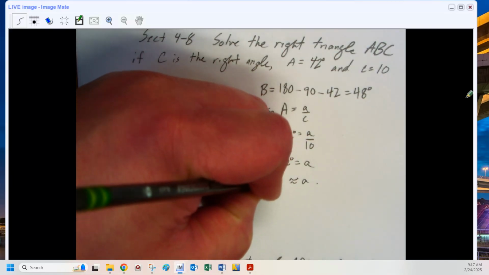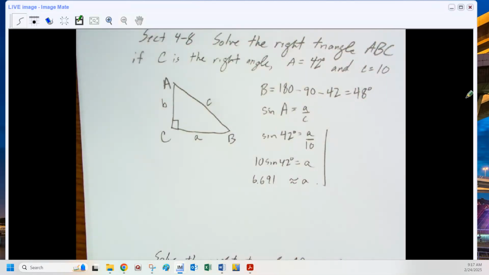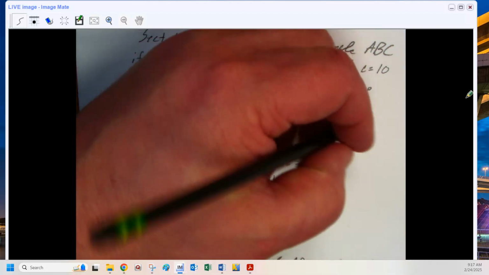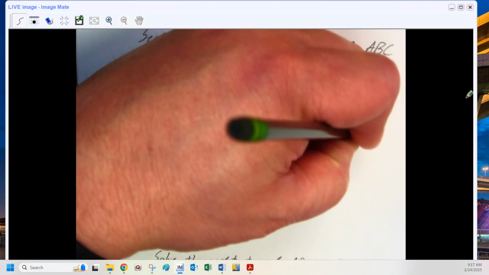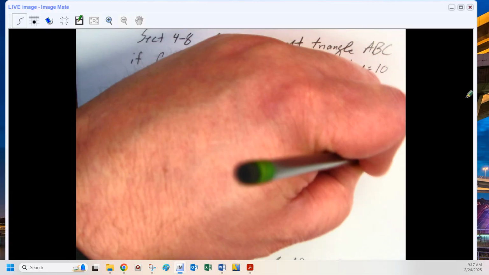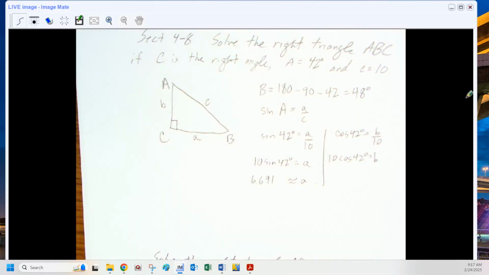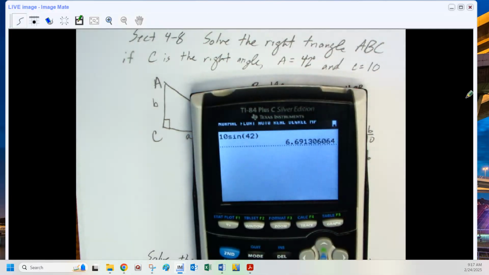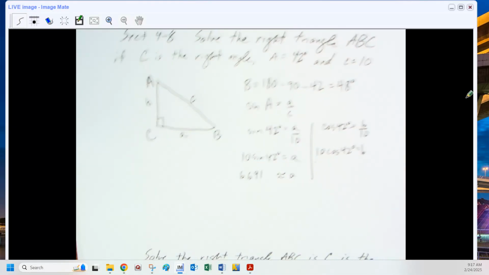to the nearest thousandth. Okay, and so it's also true that we need to find side B. We can do that actually with the Pythagorean theorem if we wanted to, or we could do some more trig. And so we might say that the cosine of 42 is B over 10. And so 10 times the cosine of 42 is B. And so if we get on our calculator here, we get this number, 7.431.